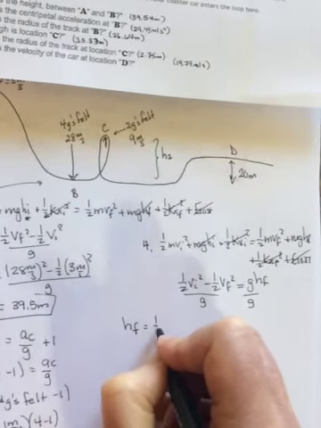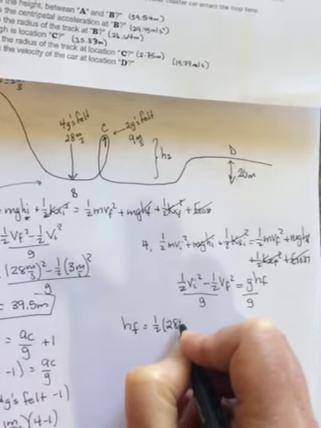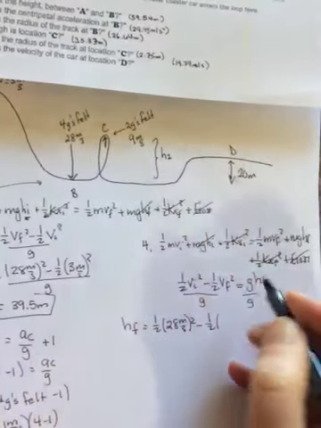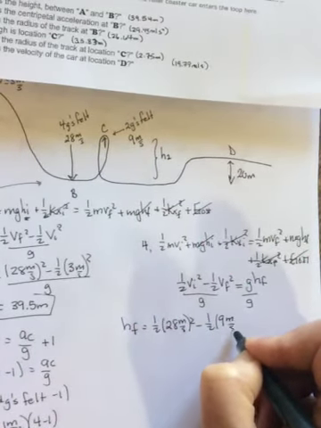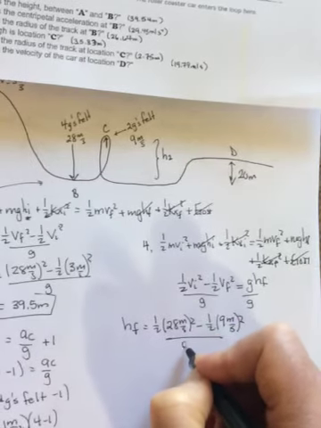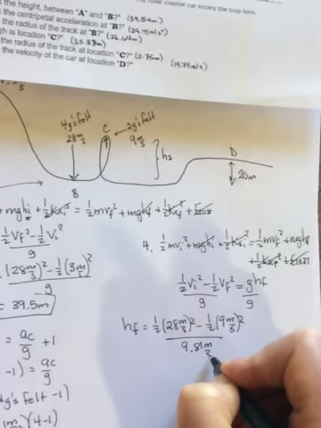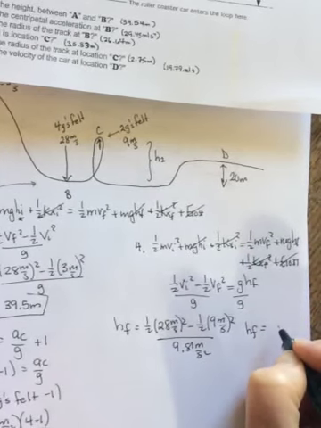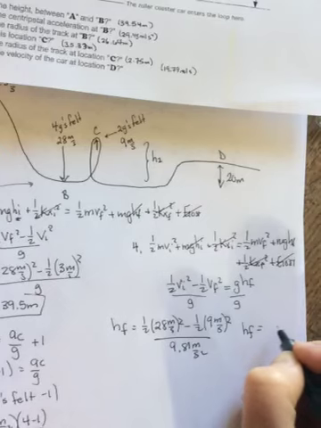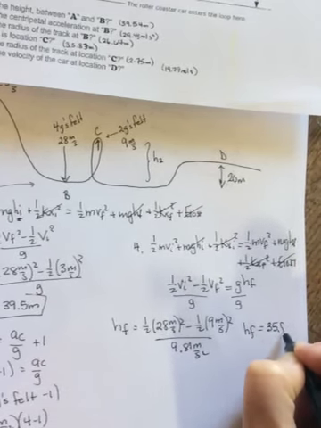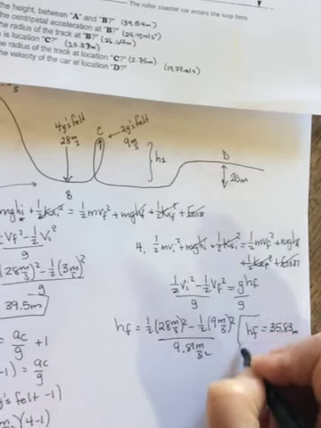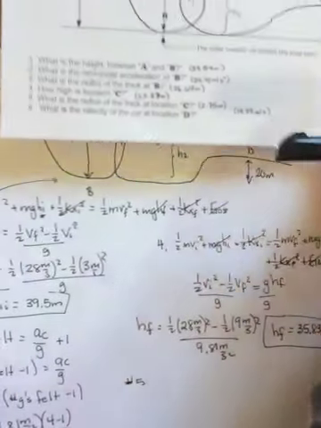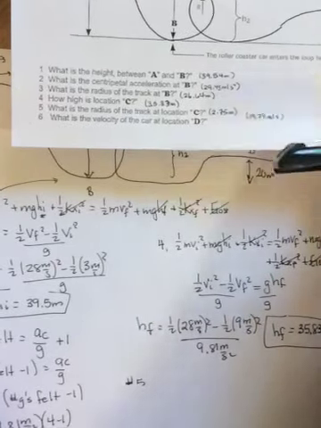So h final is equal to 1/2, the initial this time is 28 meters per second, squared, minus the final this time is 9 meters per second, squared, divided by 9.81 meters per second squared. And you should get an h final of 35.83 meters. Okay, number 4.